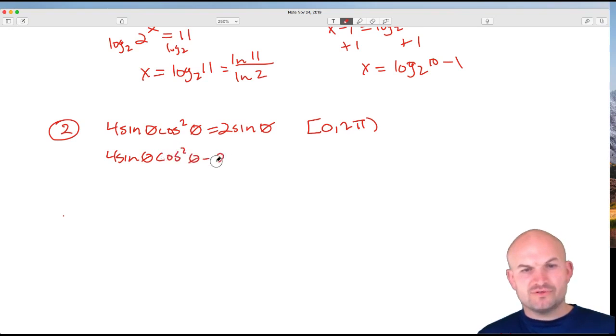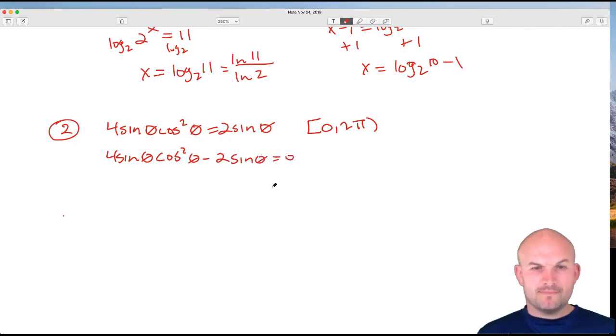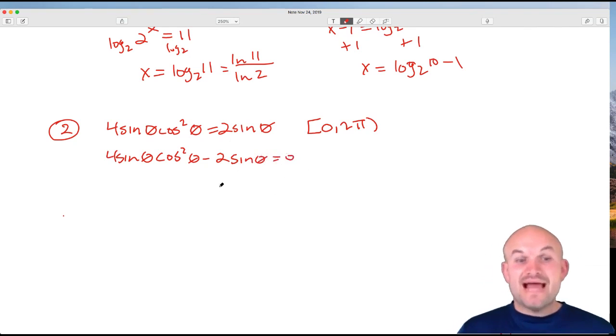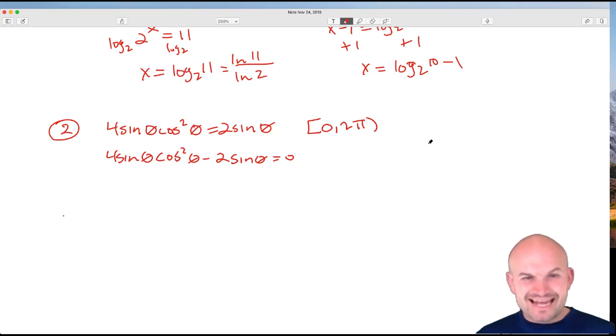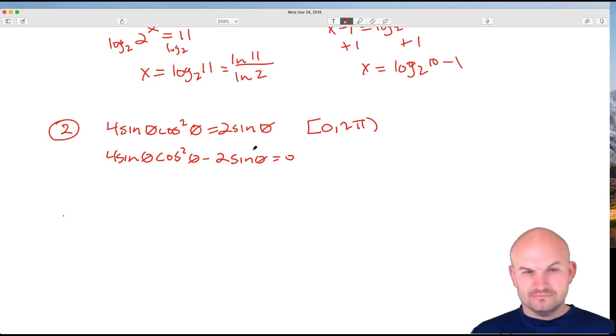So I am just going to subtract 2 sine of theta, equal to 0. Now you can see that both terms share a sine of theta. You can think about this like a 4x and a y squared: you can factor out the sine of theta, they share it in common. And actually they share a 2 in common as well. So let's factor out a 2 sine of theta.